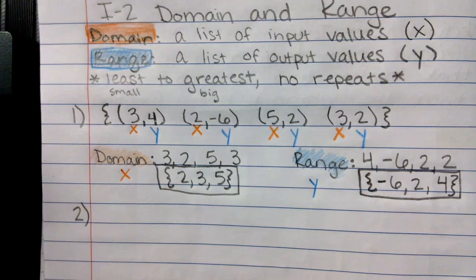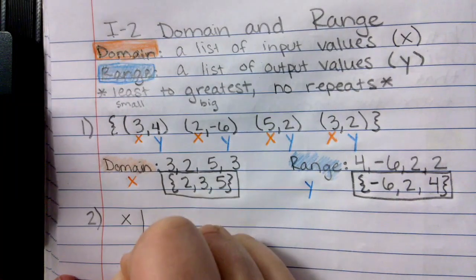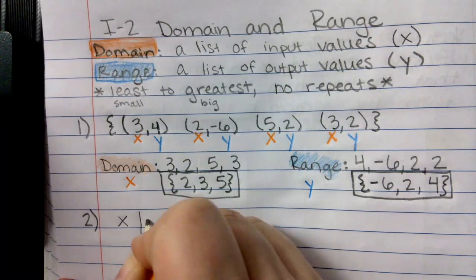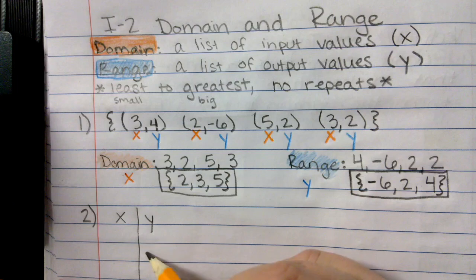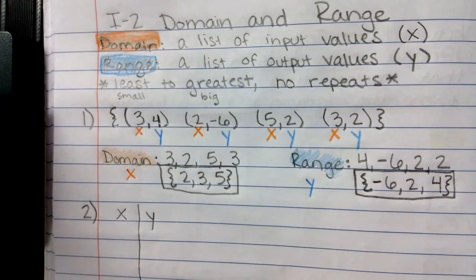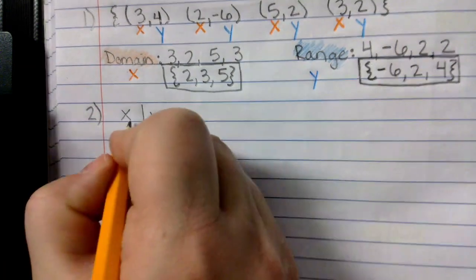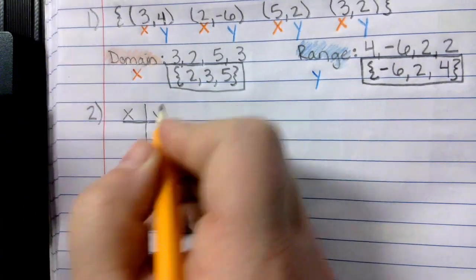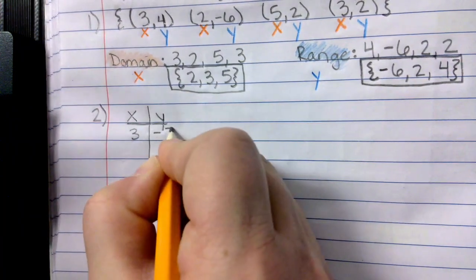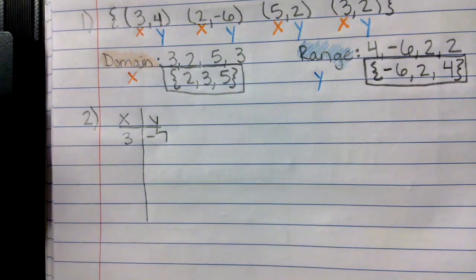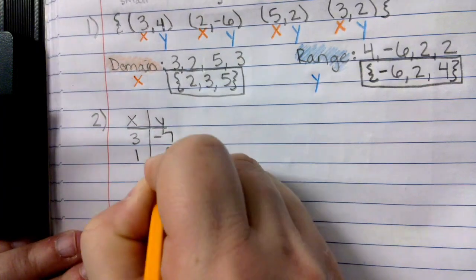Alright, so for our first ordered pair, we have 3, -7. Then when we put in 1, we get out a 5. When you put in a 0, we get out -3. We'd put in 4, we get out 5. And we put in -2, and we get out 9.